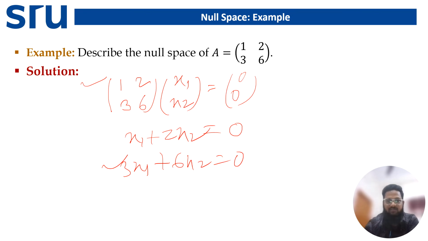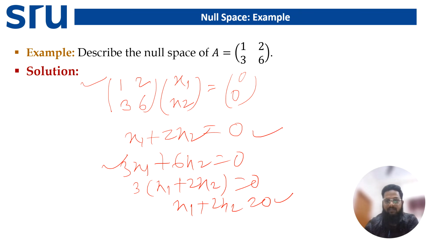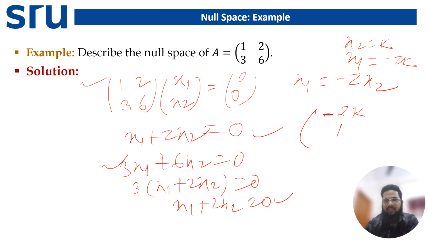If you see the second equation, if you take 3 common, you get the same as the first equation. So x1 plus 2x2 equals 0. That means x1 is nothing but minus 2x2. So the solutions are of this type: if you take x2 equal to k, then x1 is minus 2k. So all the solutions are minus 2k and k. K is any constant, non-zero. It can be 0 also.